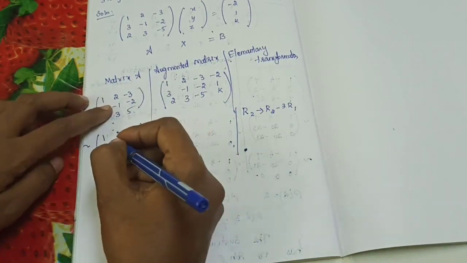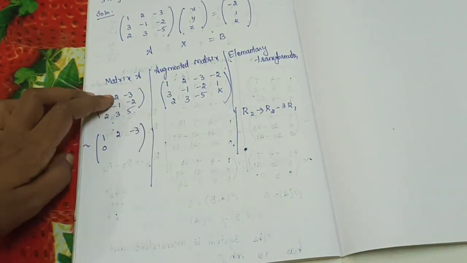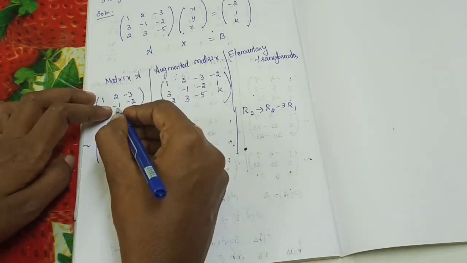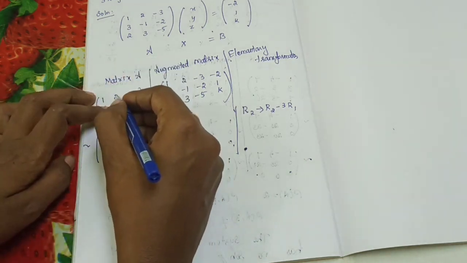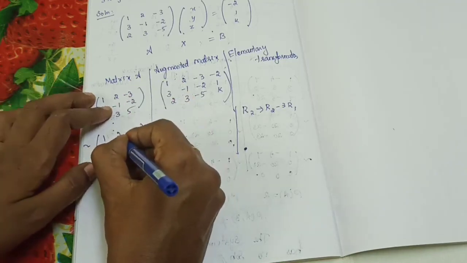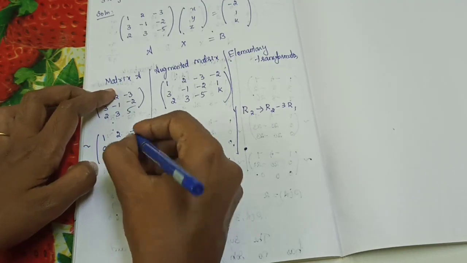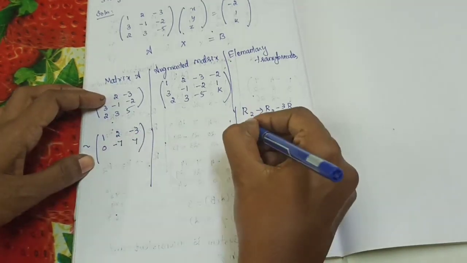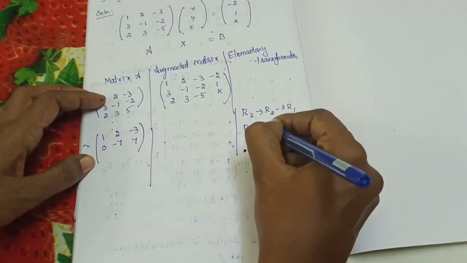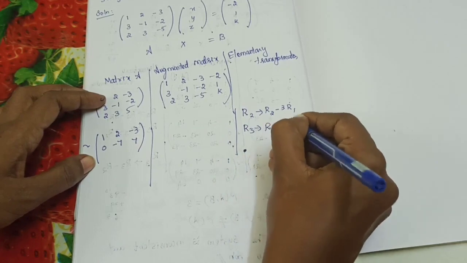0. Then minus 1 minus 3 into 2, so how much will you get? Minus 1 minus 6, that is minus 7. Then minus 2 minus of minus becomes plus, so plus 7 you will obtain. Then R3 implies R3 minus 2 R1.